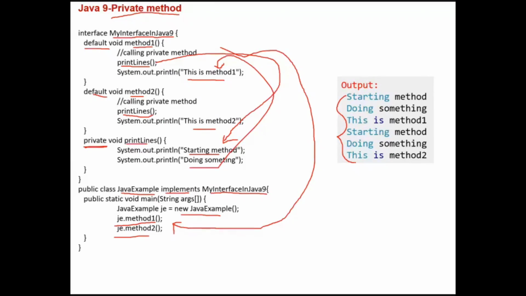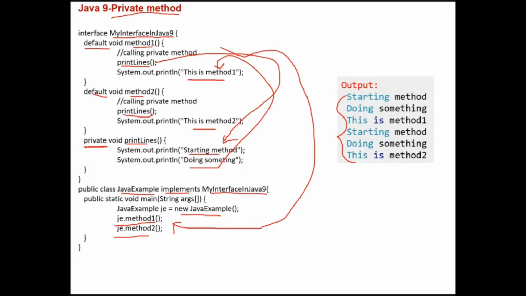Understood? Got it? From a static method, we can access only static member data and we can call only the static method. But this private method is non-static, so that's why I cannot call that private method from a static method.